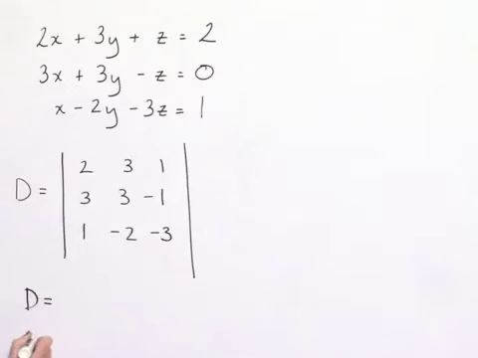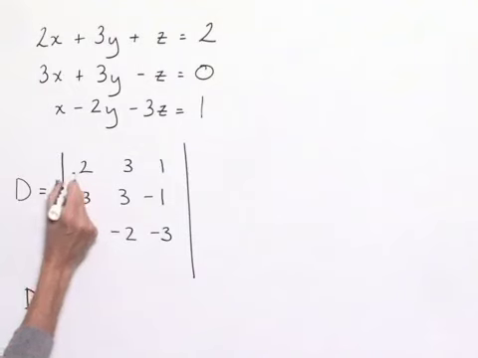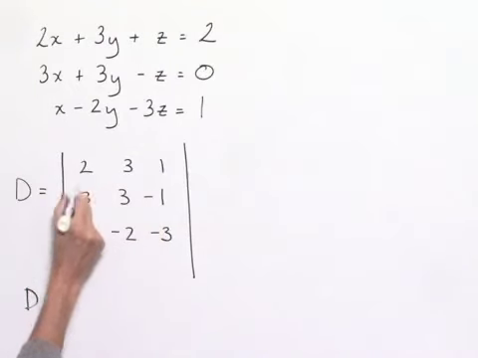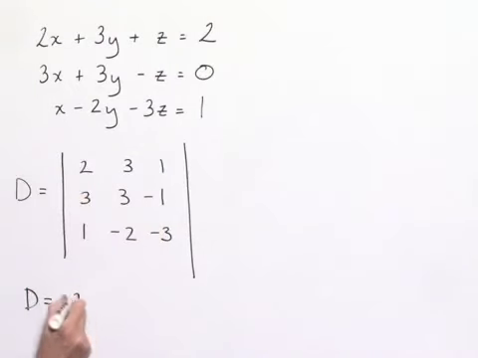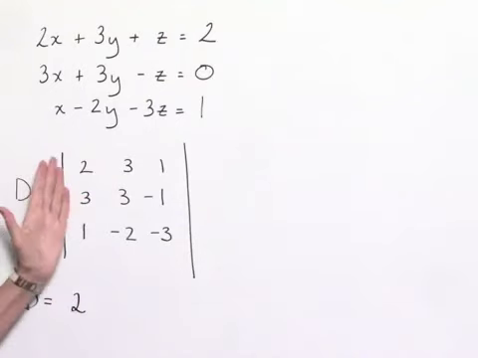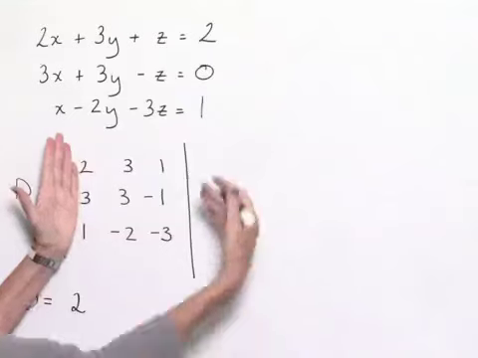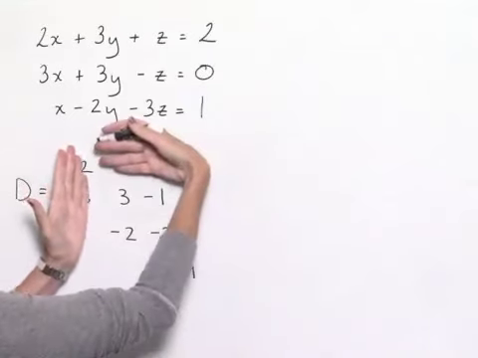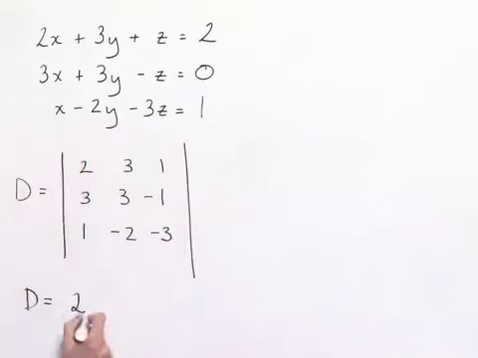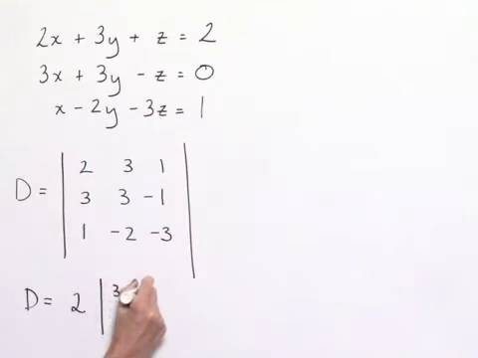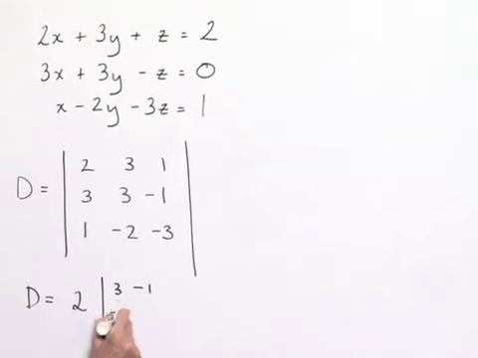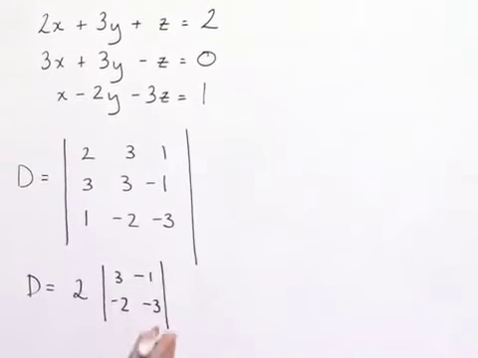So D will equal, and let's review how to evaluate determinants. We're going to start with our top row. We're going to take the value of 2 and multiply that times the determinant we get if we erase the column and the row that value is in. So in other words, we're looking at this 2 multiplied times the determinant 3, negative 1 in our top row, negative 2, negative 3 in our second row.